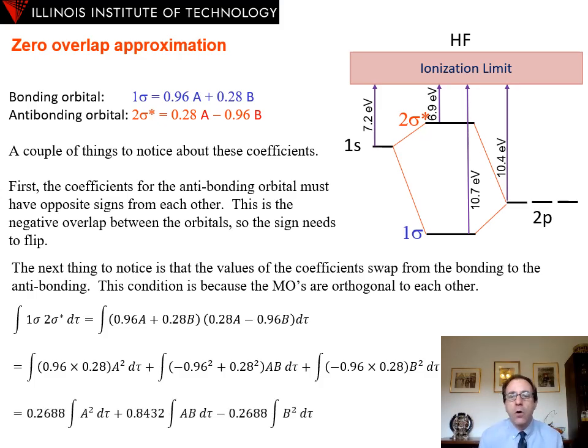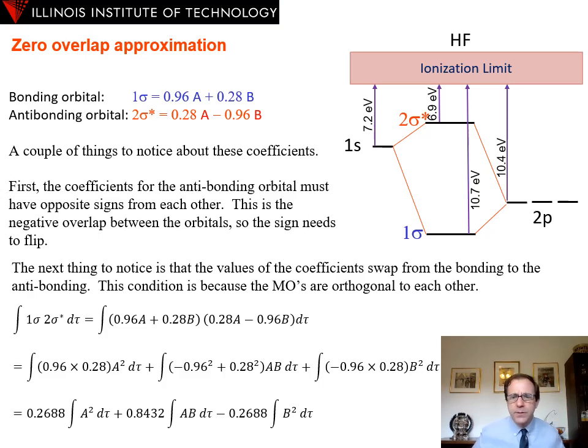So I'm multiplying all of the constants by each other and pulling them out of the integrals. So we get a 0.2688 times the integral of a squared d tau plus 0.8432 times, I think that's supposed to be minus. It's going to turn out not to be important, but I think that's a minus sign there, times the integral of a times b d tau minus our 0.2688, same coefficient, b squared d tau.